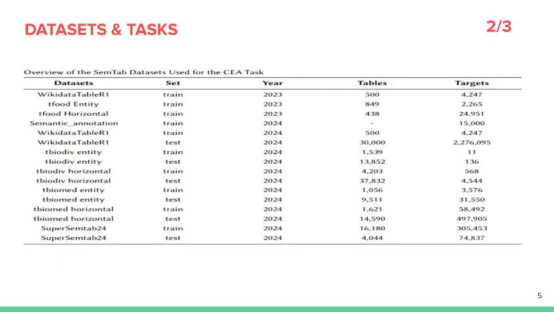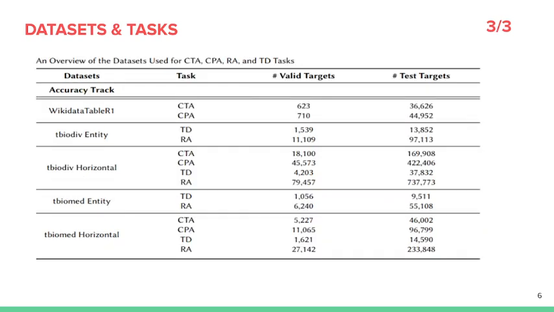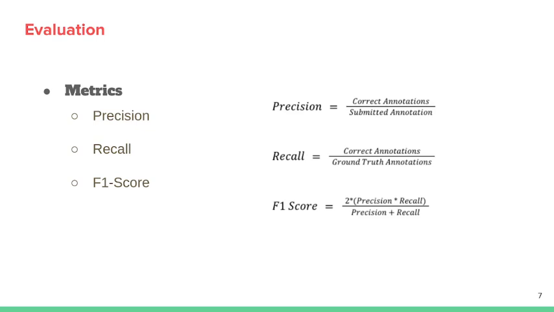This table presents an overview of the dataset used to perform the CEA tasks in the accuracy and LLM tracks. On the other hand, this table provides an overview of the dataset used for the CTA, CPA, FA, and TD tasks. We evaluate our system using three metrics, namely: precision, recall, and F1 score.